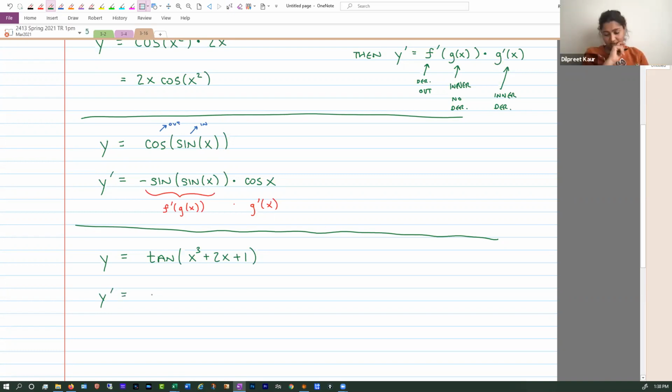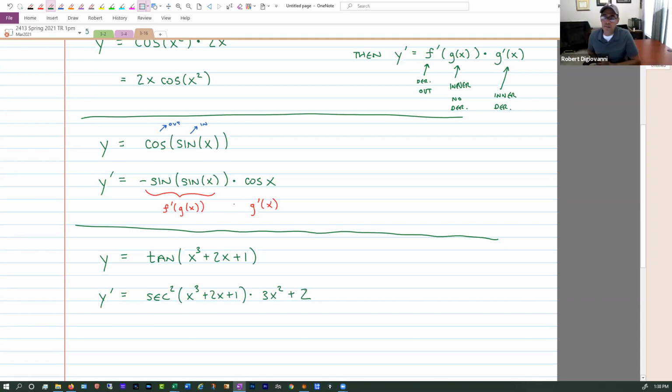It's secant squared in parentheses x cubed plus 2x plus 1, and then multiply 3x squared plus 2. Have I written that the way you want me to write it? Yes. Okay, so what do y'all think? This is pretty good, I got the same thing. Okay, it's not completely correct.